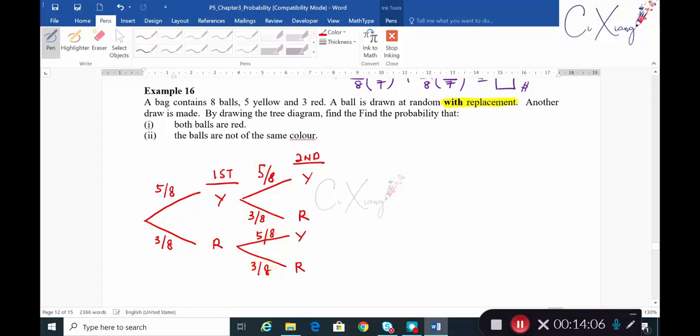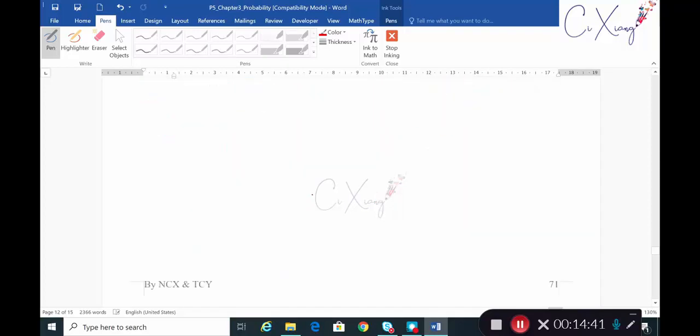And after that, they want to calculate the probability that both balls are red, and that the balls are not of the same color. Alright, so for these two questions, I will just leave it for you to solve yourself. The first part answer is 9 over 64, and the answer for the second part is 15 over 32. So please spend some time to complete these two questions. Right? Okay, then now we can proceed to the next example.